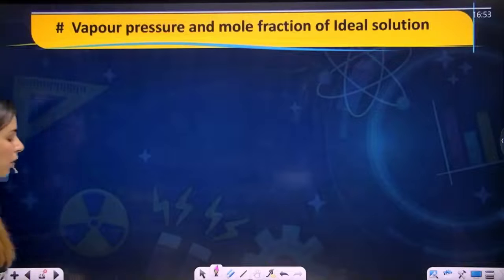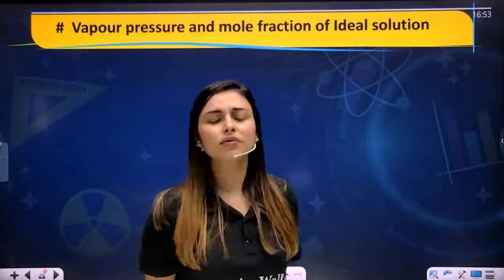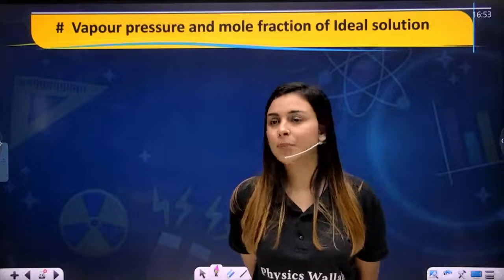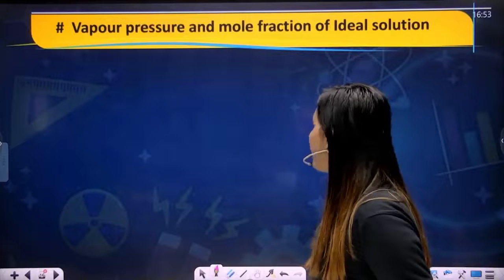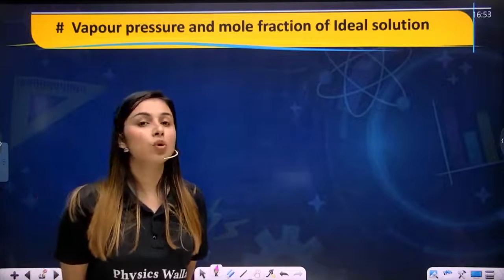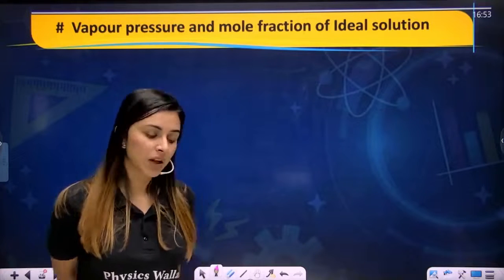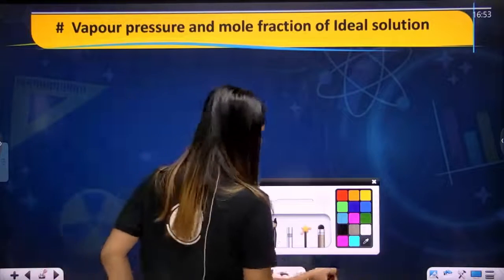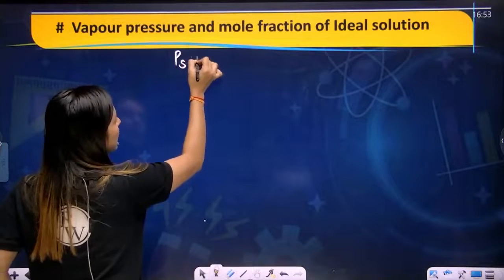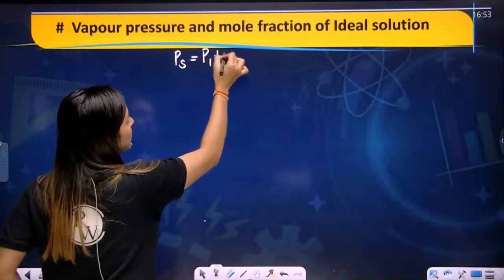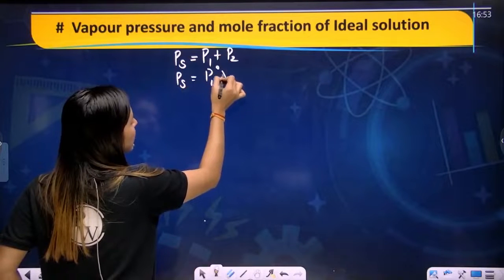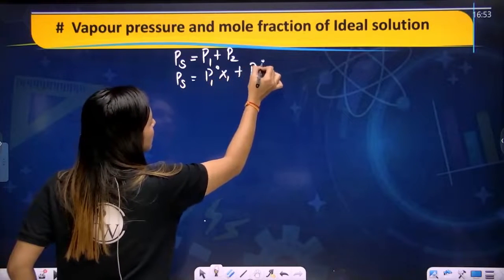Okay, now since you are clear with the ideal solution, we are going to plot some graphs for ideal solutions. Okay, so vapor pressure and mole fraction of ideal solution. So now we are going to plot a graph for vapor pressure and mole fraction of ideal solutions. Okay, now first and the most important thing, my dear students, what are we going to do? I am telling you that PS, your solution, will be equal to P1 plus P2. I can say that PS will be equal to P1 naught X1 plus P2 naught X2.